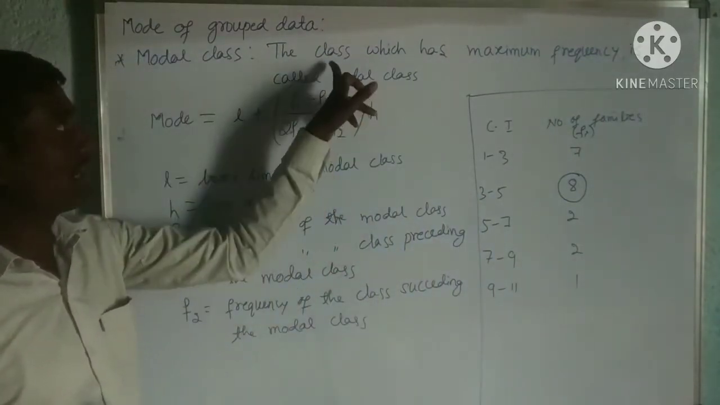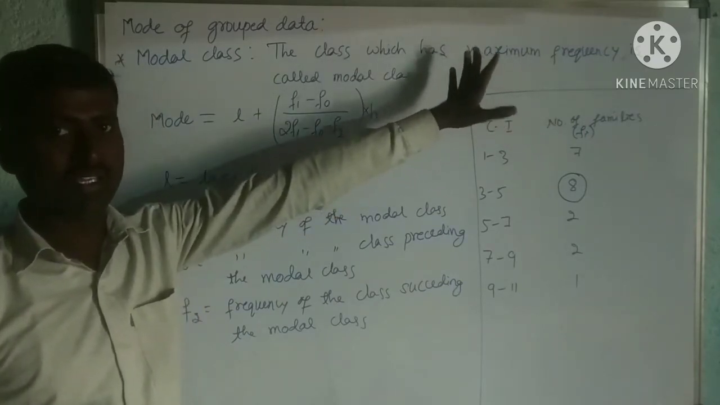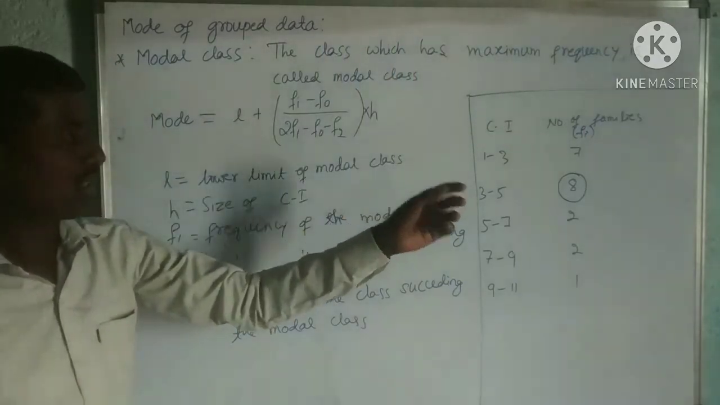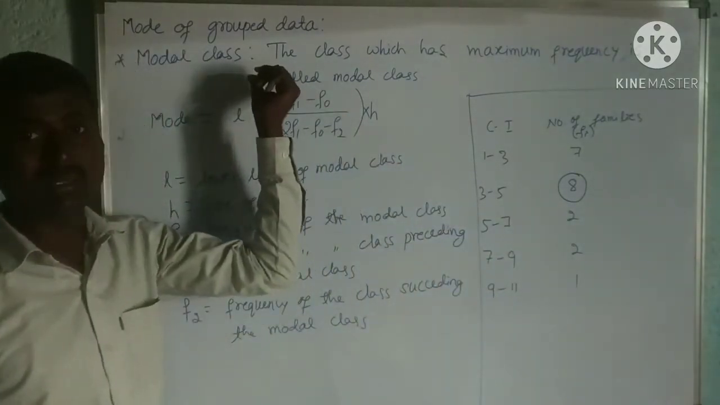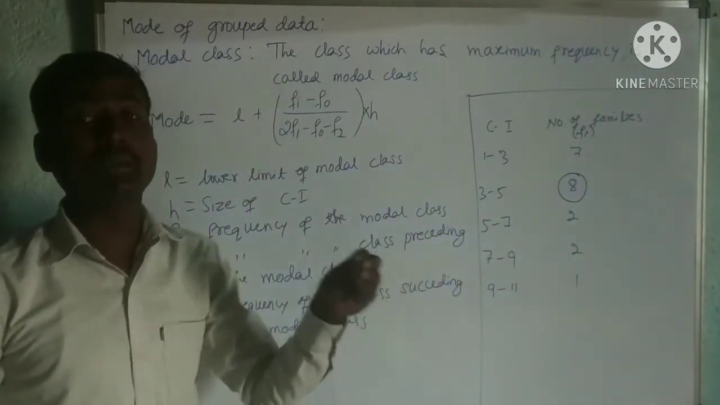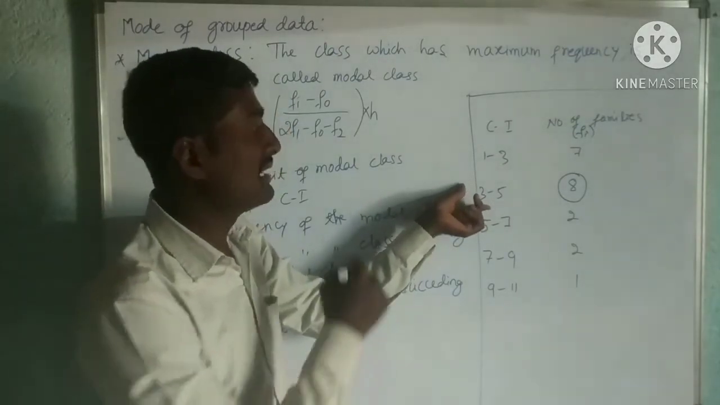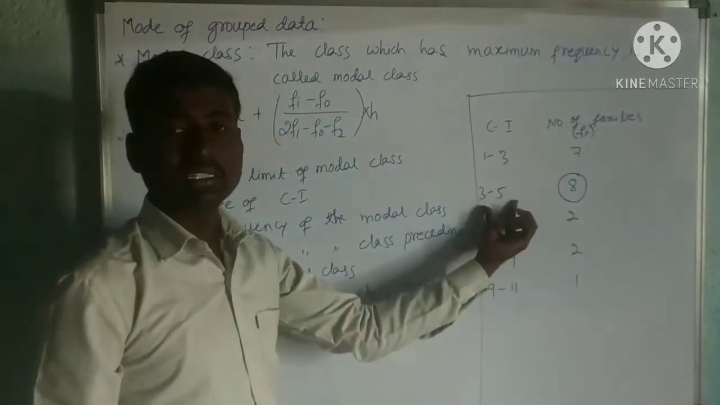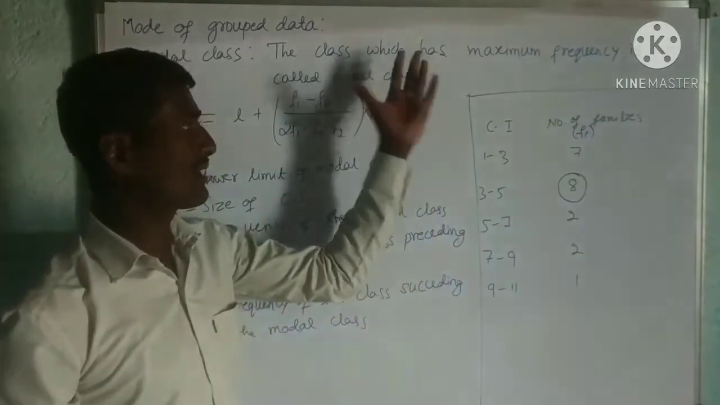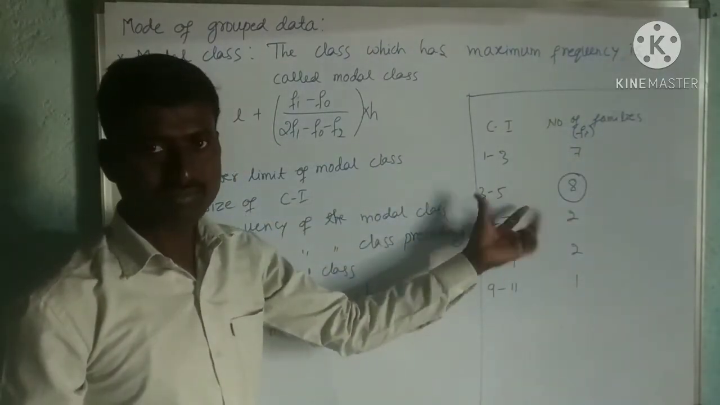What is the meaning of modal class? The class which has maximum frequency, or you can say the class in which the frequency is maximum. So in this class, frequency is maximum. Therefore, 3 to 5 is the modal class for this example. Okay, you understood modal class.